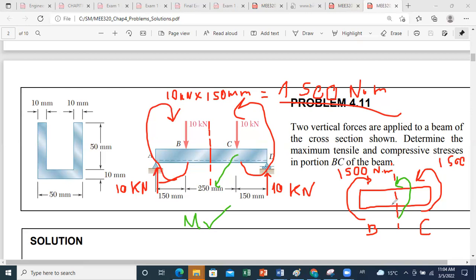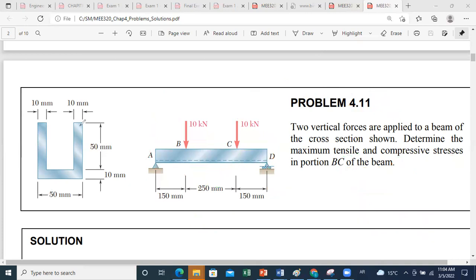Okay. Now, in order to determine the maximum tensile and compressive stresses, I need first to locate the neutral axis, because we know that the maximum stresses take place at the farthest distance from the neutral axis. Here the section is a little bit challenging. This is my cross section. It's a U-shaped cross section. So to find the neutral axis, it will be a little bit more difficult than the previous problem, because I need to locate the centroid of this section first.